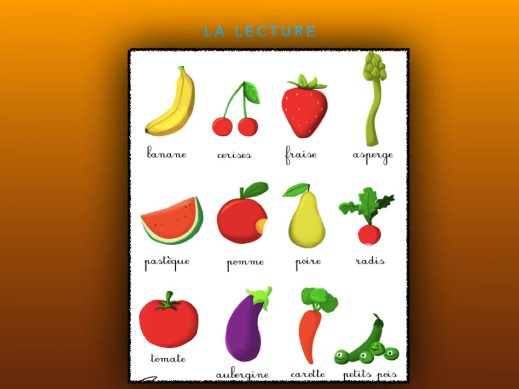Banane, cerise, fraise, asperge, pastèque, pomme, poire, radis, tomate, aubergine, carotte, petit pois.